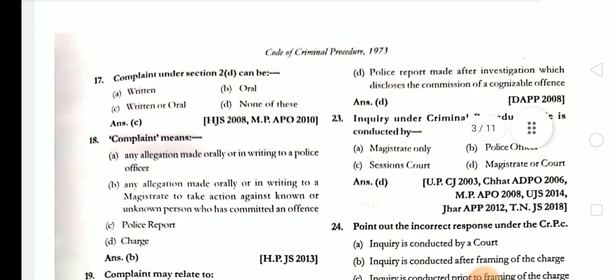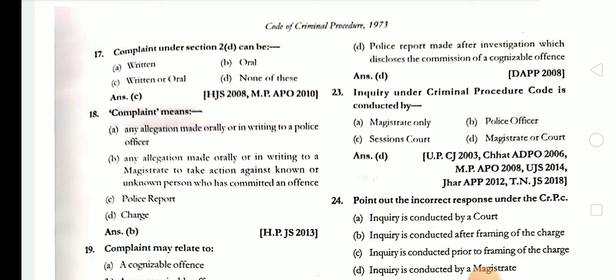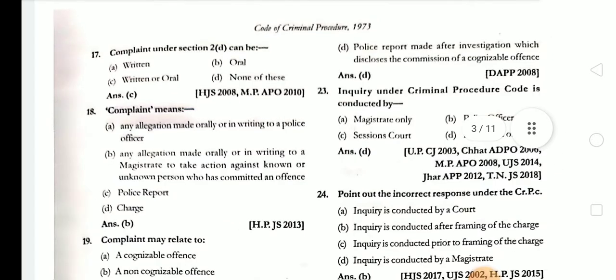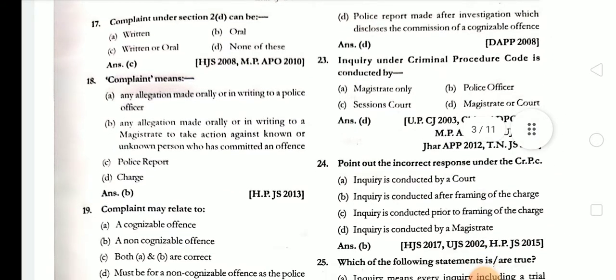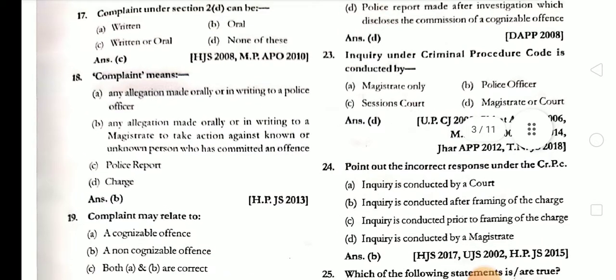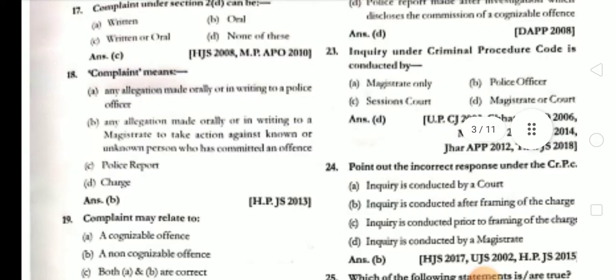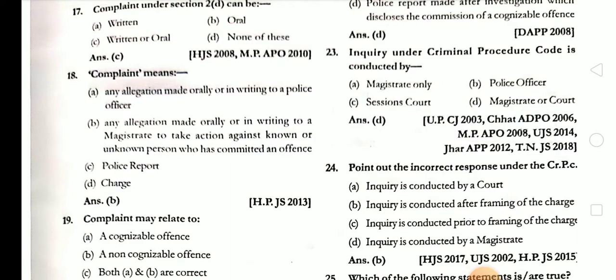Now next question is, complaint under section 2 subclause D can be, and the answer is oral or written. Complaint can be oral or written. Next, complaint means, answer will be B: any allegation made orally or in writing to the magistrate. This is important, that a complaint is always made to the magistrate, not a police officer, to take action against a known or unknown person who has committed an offence.